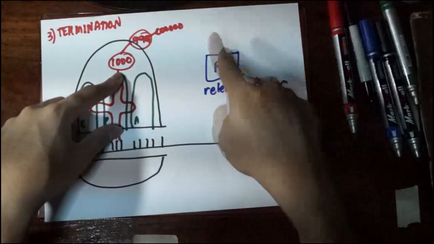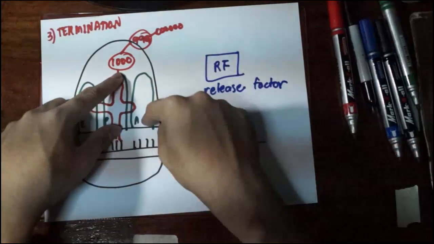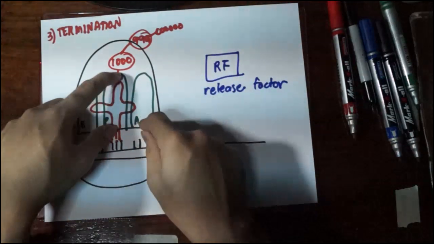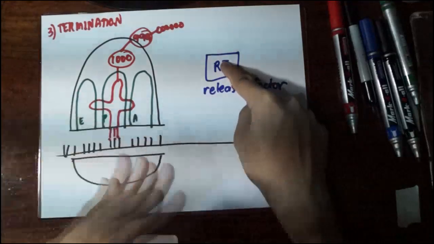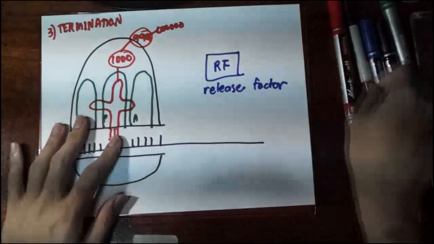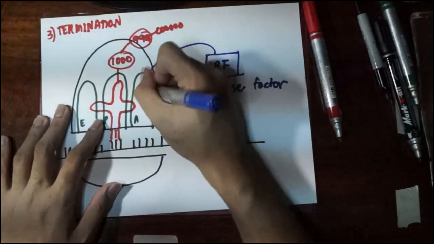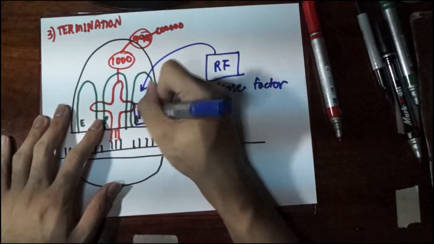But in case of termination, the one that will go to the A area now is not anymore a tRNA, but a certain RF, or a release factor. So since the release factor here does not have an amino acid, what it's going to do is that it's going to go here. So we have the release factor at the A area.